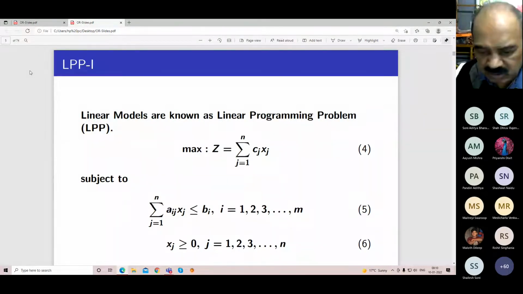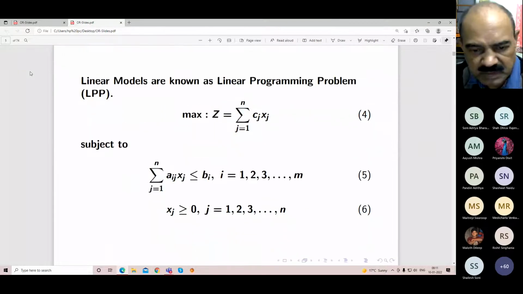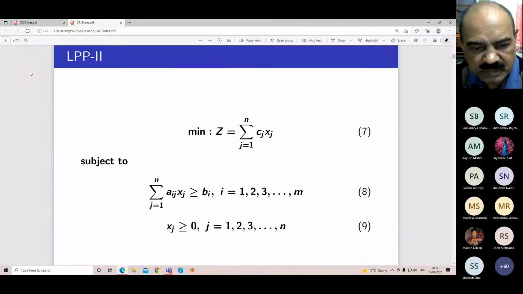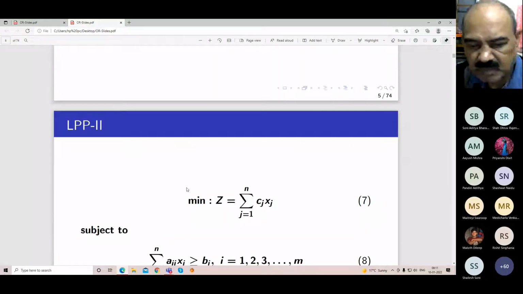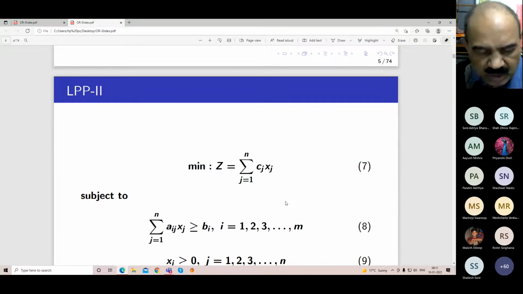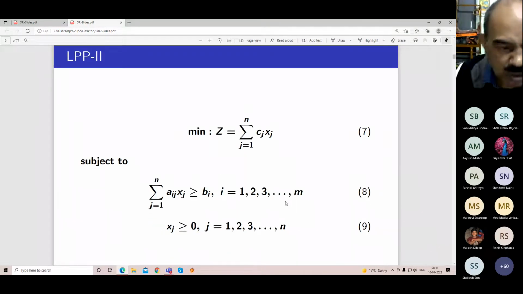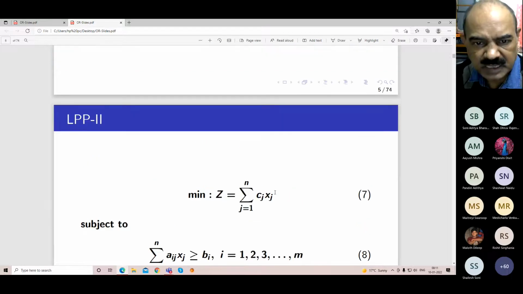How does the model look? The minimization type model is like this. Instead of maximizing, we are minimizing an objective function z, the summation over j varying from 1 to n of cj xj, subject to the constraints. As you know, for the maximization type model, generally the constraints are less than or equal type.